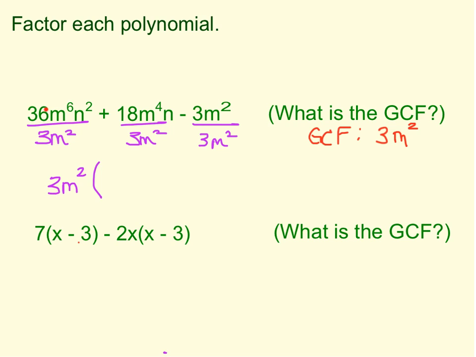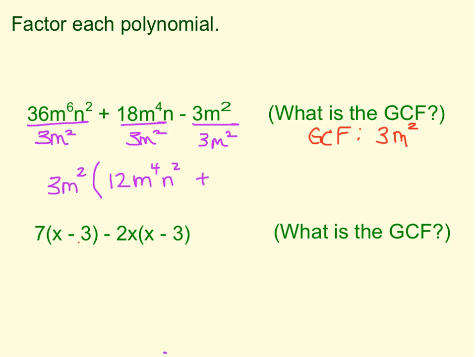So what is 36 divided by 3? 36 divided by 3 is 12. And then if you have m to the 6th and you divide it by m squared, you're going to get m to the 4th power. And because we didn't have any n's to divide with, that's just going to stay the same, n squared. Bring down your plus sign.